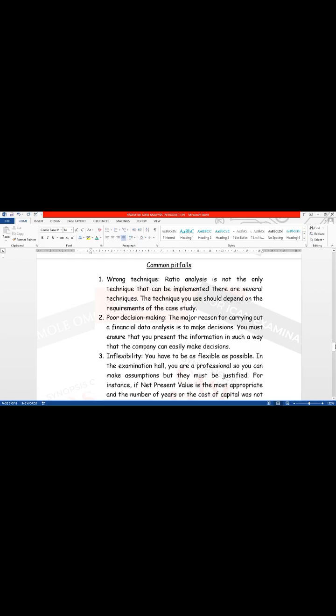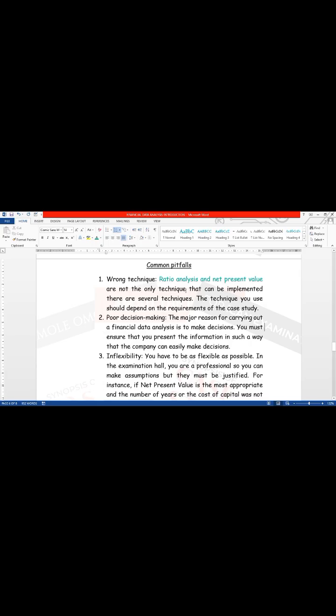The first one is wrong technique. Now, ratio analysis, I was explaining here. We're talking about financial analysis. Ratio analysis and net present value are not the only techniques, please, because every student believes that ICAN exam is ratio, NPV, ratio, NPV. It's not always going to be ratio analysis and net present value. They're not the only techniques that can be implemented.